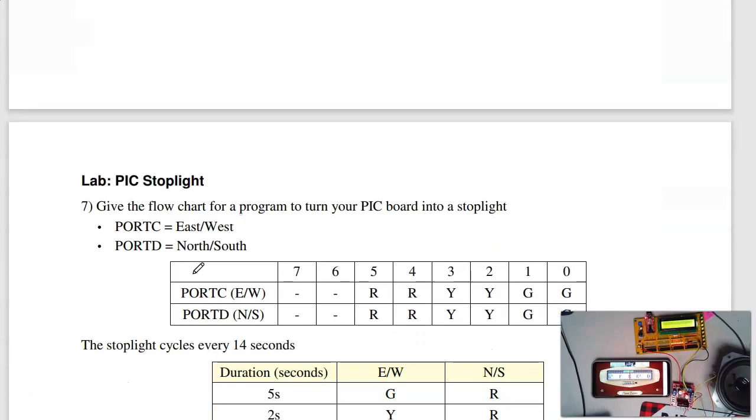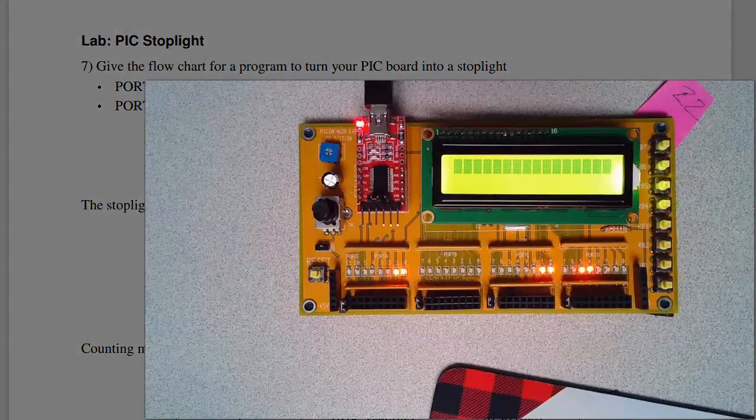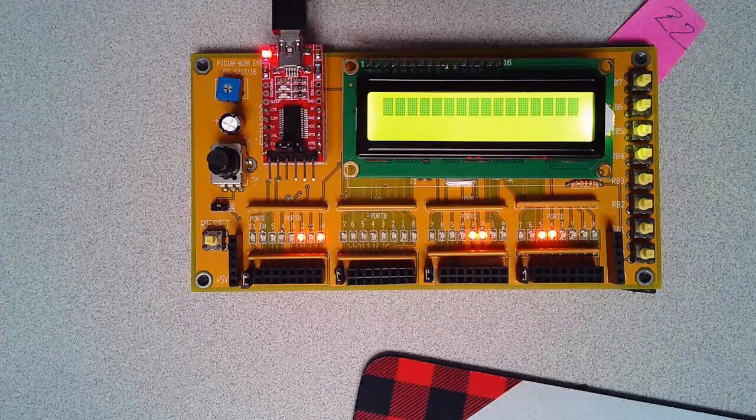So that worked. The last problem is build a stoplight. So what I want is this. Here's my counter. It goes through 14. So there's 7, 8, 9, 10, 11, 12, 13, 14. Goes back to 0. These are the lights.